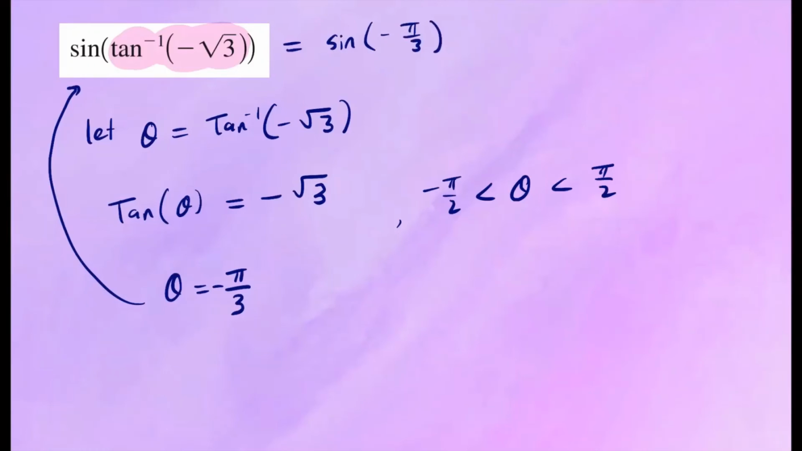Now, since sine is an odd function, you can pull out the negative sign. So you have negative sine of pi over 3. And we know that sine of pi over 3 is square root of 3 over 2. So this is negative square root of 3 over 2. So that's the value for this composition.